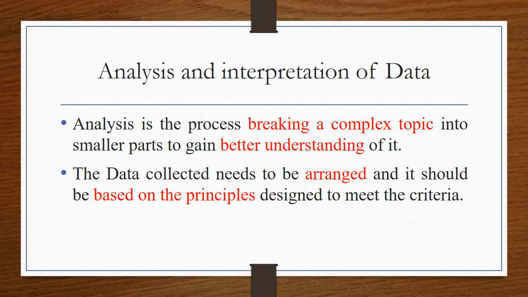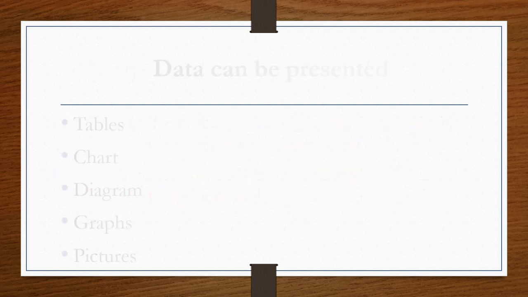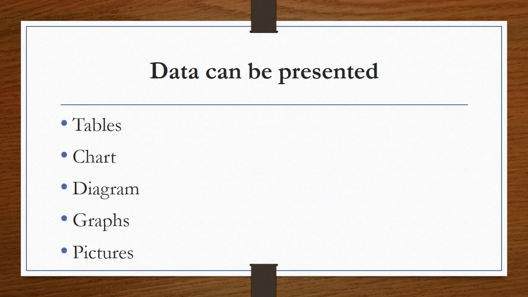Then the data collected needs to be arranged, and it should be based on the principles designed to meet the criteria. So we have to collect the data, and after that arrange it according to the principles and criteria. That is the analysis and interpretation of data. Data can be presented as tables, charts, diagrams, graphs and pictures. So we will see everything in detail here.